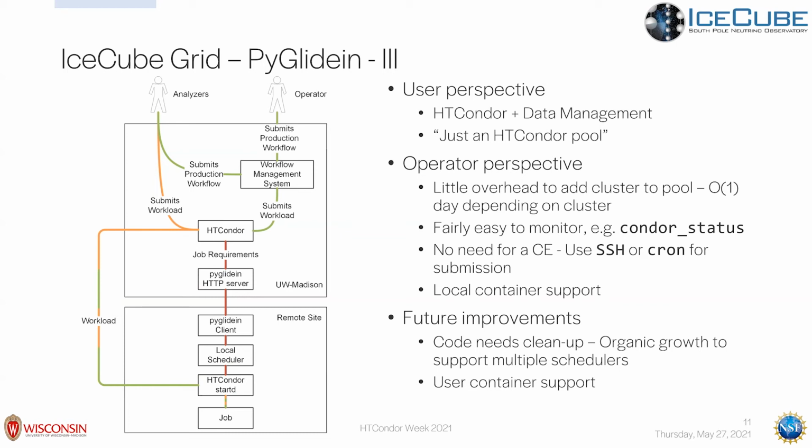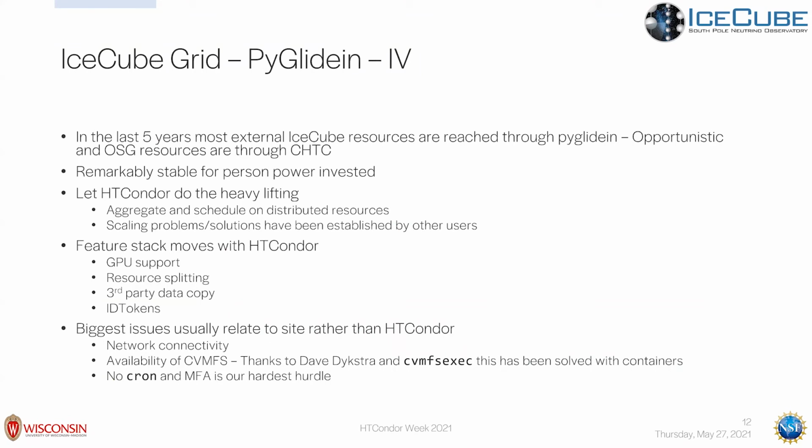There's some future improvements. This is organically grown code with continuous user support, and I'll go into what that means in a bit. So, summarizing our experience in the last 5 years, most of our external IceCube resources that we access, either pledged HPC resources or other resources that we get contributed, run on this system. Most of the time, we still get a significant portion of our resources opportunistically or through OSG, and then we just go straight through CHTC.